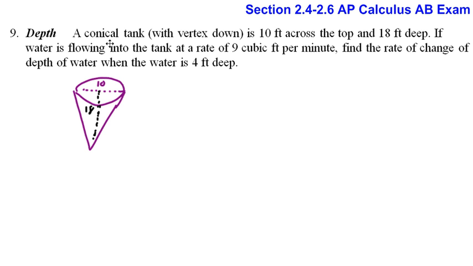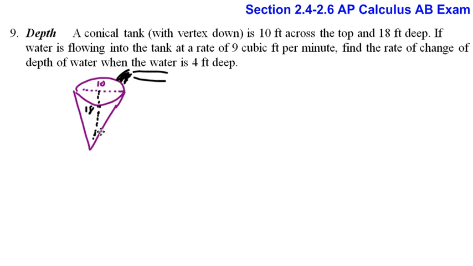Now, the water is flowing into the tank. Here's our little pipe, and we've got water flowing. So the water is flowing into the tank at a rate of 9 cubic feet per minute. That's how much is being filled. Find the rate of change of the depth of water when the water is 4 feet deep. So wherever that is in here, when it's 4 feet deep, find the rate of change of the depth of water.